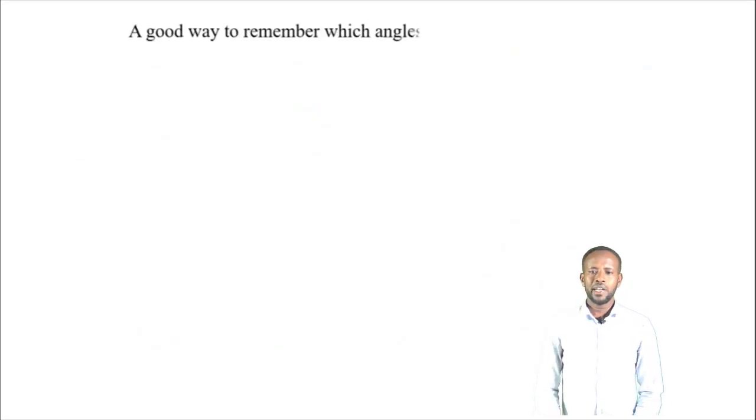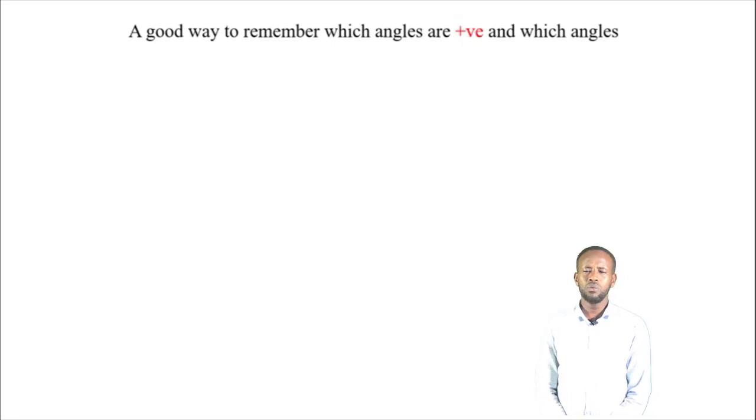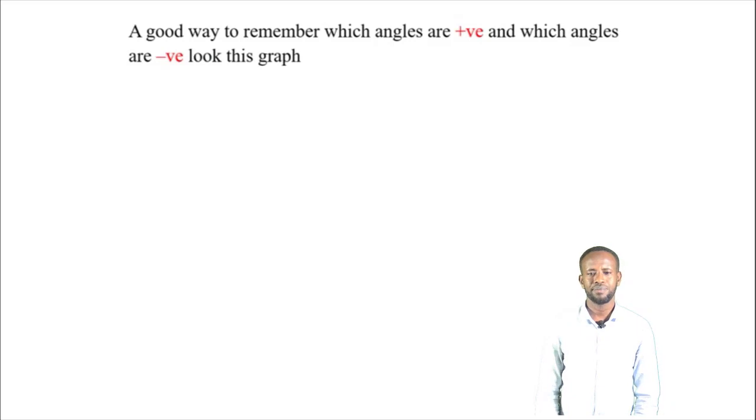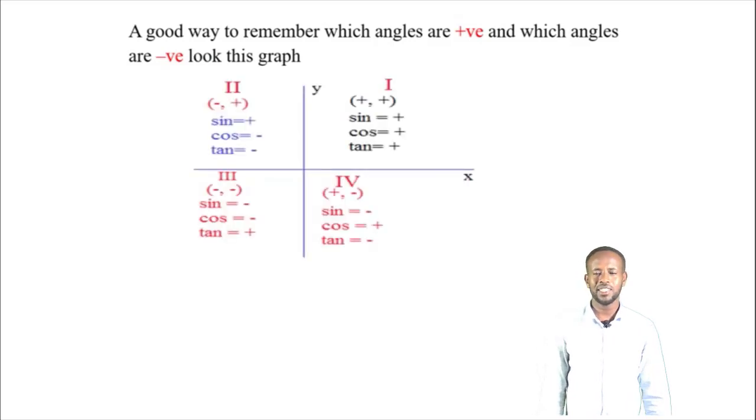A good way to remember which functions are positive and which are negative: look at the graph below. In quadrant 1, what are the signs? x is positive, y is positive. So sine and cos, all of them are positive. Look at the second quadrant. x is minus, the y part is plus, positive. Therefore sine is positive in the second quadrant. The two others, cos and tan, are negative in quadrant 2.